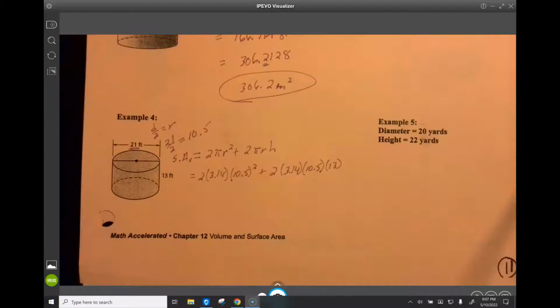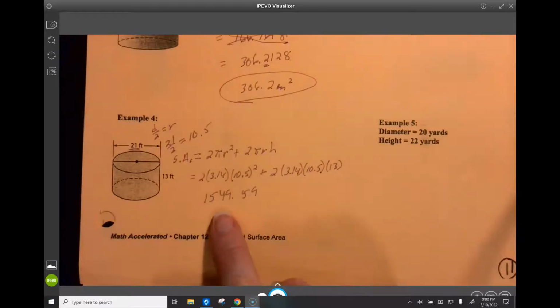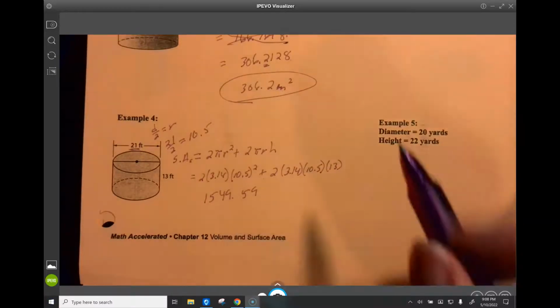Go! So when I plugged it in, this is what mine looked like. Now let's use our calculators, but you can check your work there first. So I got 1,549.59 twice, so I'm going to go with that.